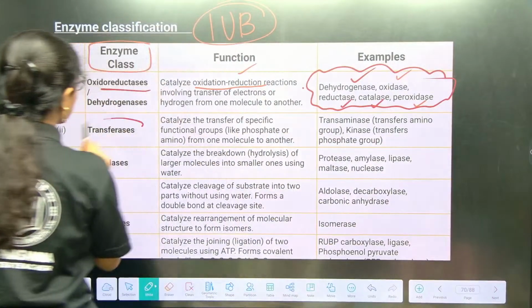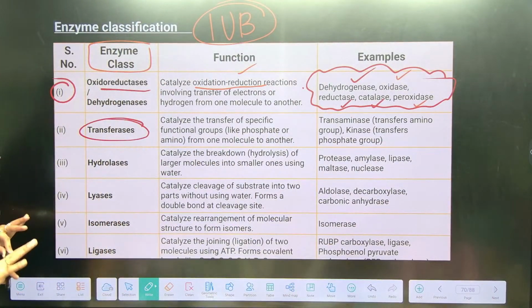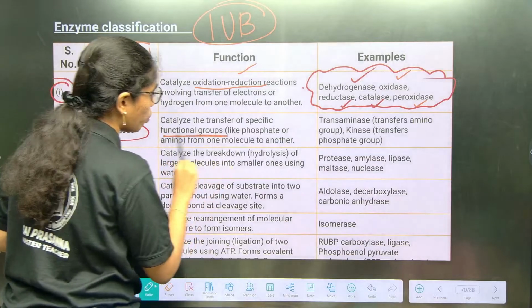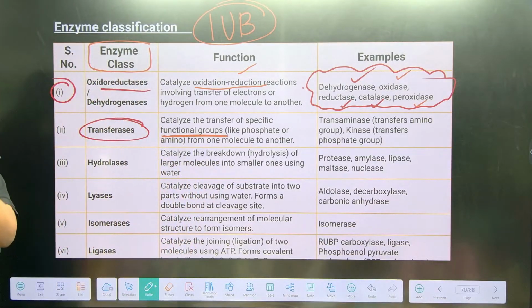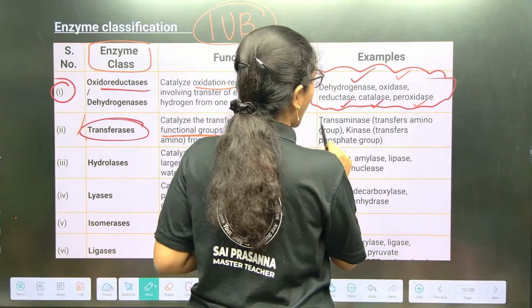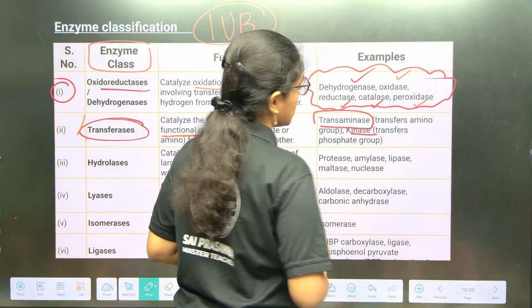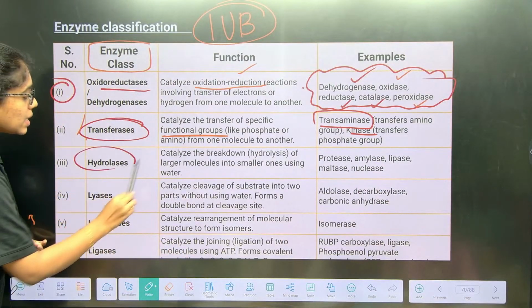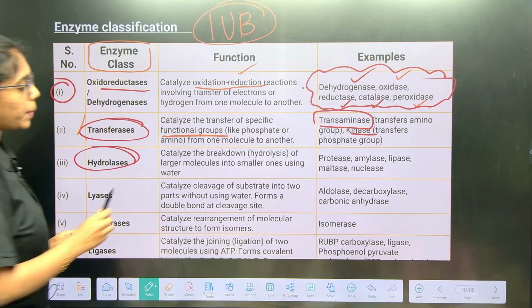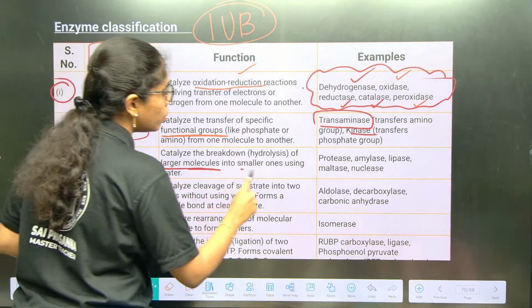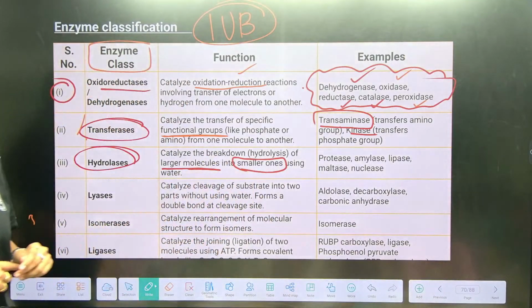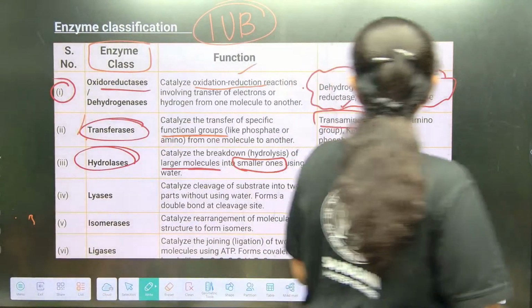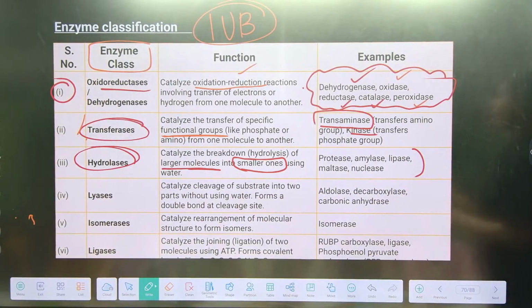Second type of enzyme is what? Transferases. This will catalyze the transfer of specific functional group. Any specific functional group, if it is transferred, any enzyme catalyzing that reaction is kept under transferases. Examples include transaminase, kinases. Okay, kinases will help in transfer of what? Phosphate group. Next is hydrolases. This will catalyze the breakdown of large molecules into smaller ones. Okay, using water. Examples include protease, lipase, maltase, nuclease.